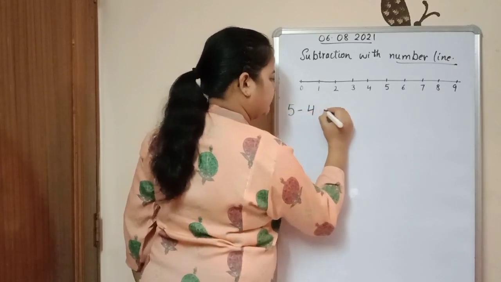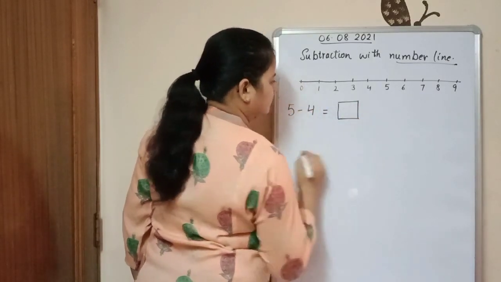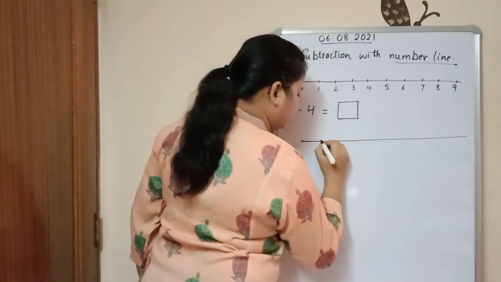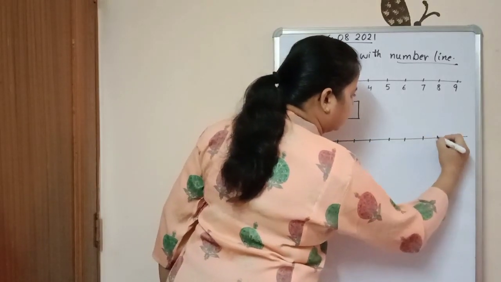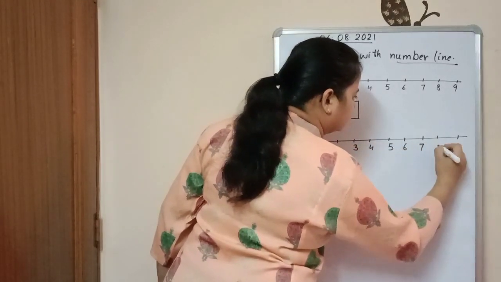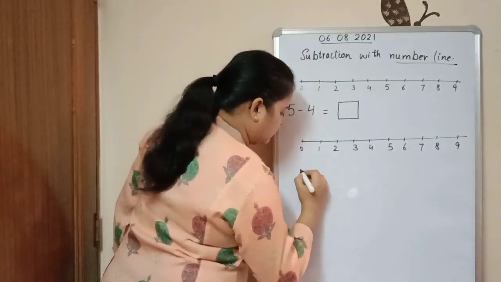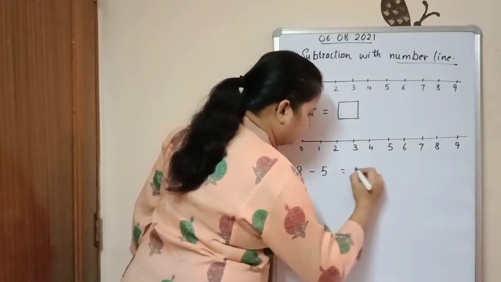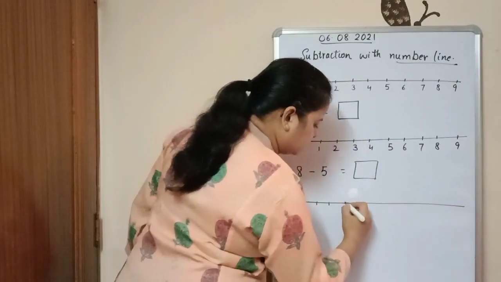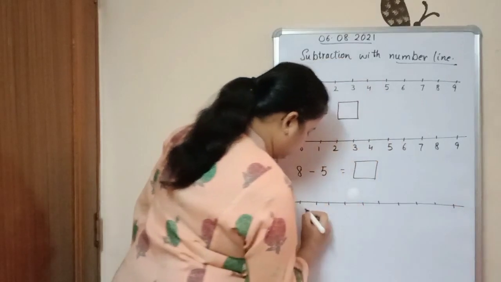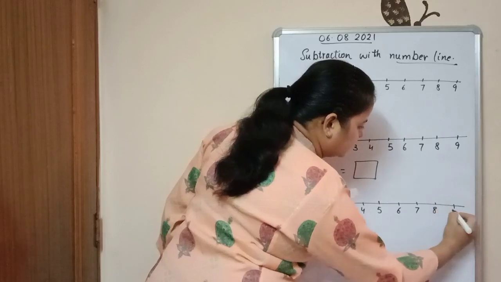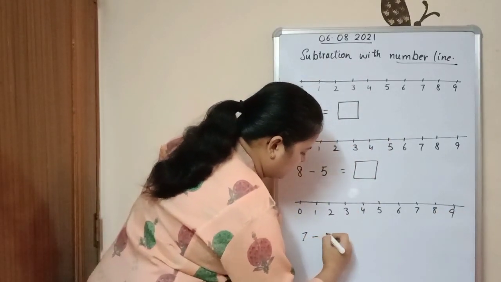5 minus 4. Again, we will make a number line 0, 1, 2, 3, 4, 5, 6, 7, 8, 9. And the sum is 8 minus 5. Again, a number line 0 to 9. The sum is 7 minus 3.